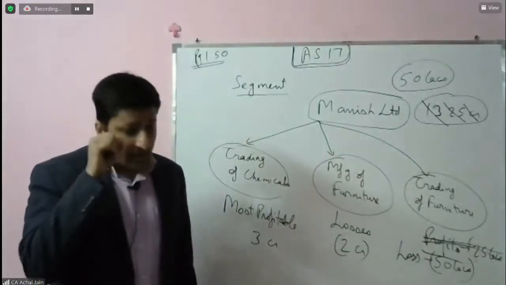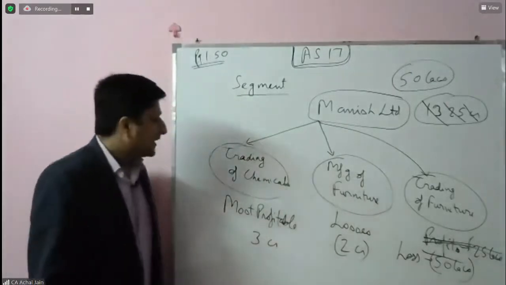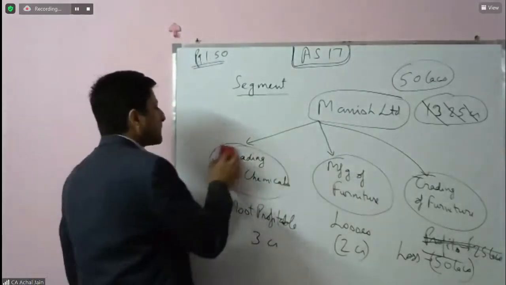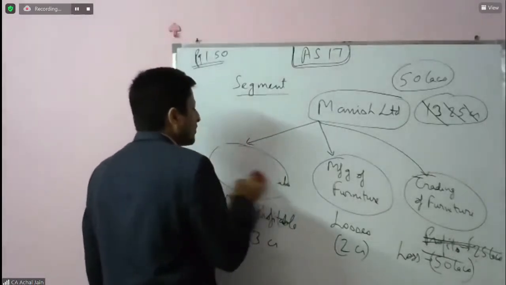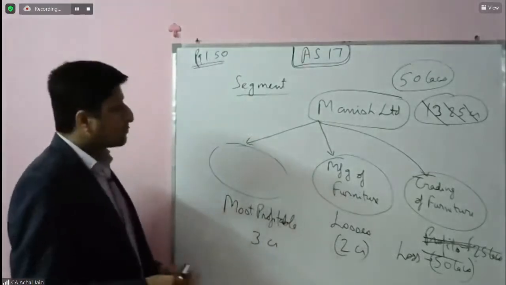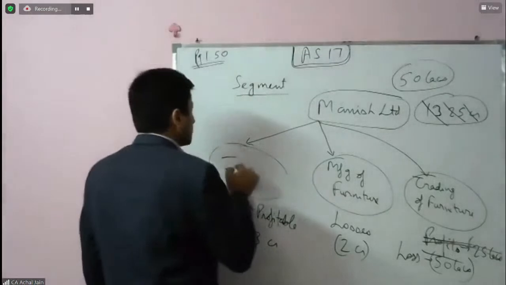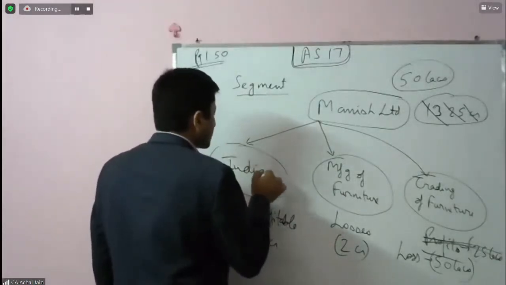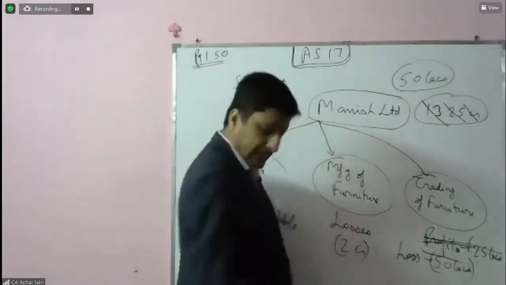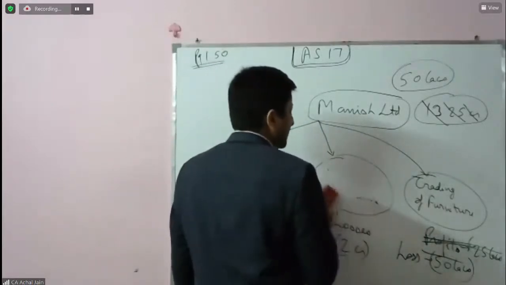Similarly, there can be one more way to understand this. Let's suppose the company has been operating in 2 geographies. So the company is dealing into only one product, but this product is sold in India as well as outside India.